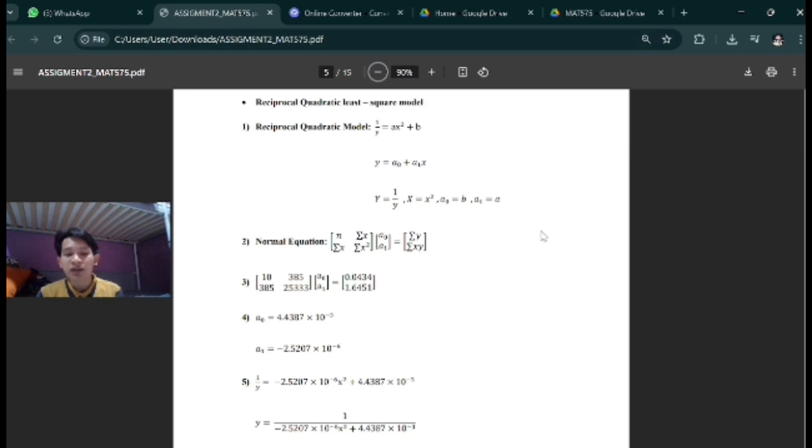So the final equation is y = 1 over (-2.5207 times 10 to the power of negative 6 x squared + 4.4387 times 10 to the power of negative 3). So that's all from me.